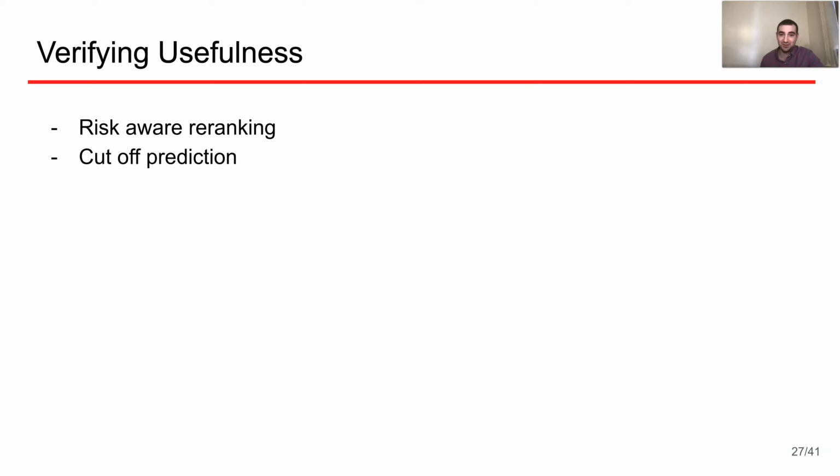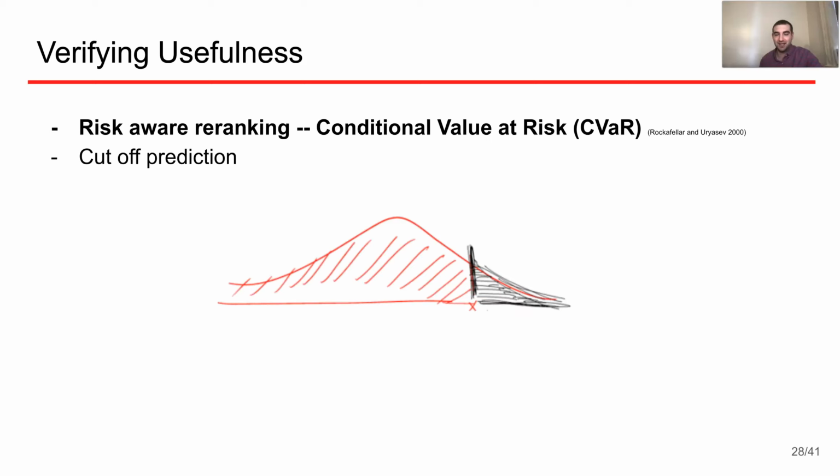So now that we've established an efficient, hopefully expressive, and well-calibrated uncertainty approach, we need to make sure it's actually useful. And we do this through two tasks, the first of which is risk-aware re-ranking, specifically CVAR. And what CVAR does is it says, let's only look at the tails of our distribution, either the upper or lower tail, and take the mean of that percentile. And this gives us an idea of how risky each document is.